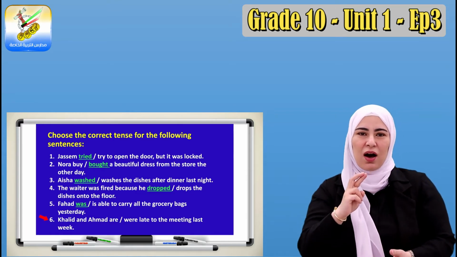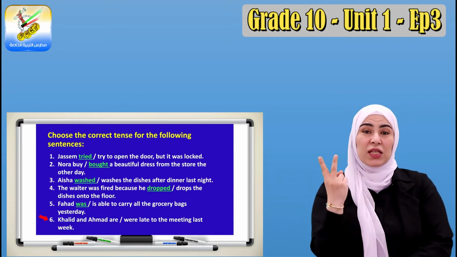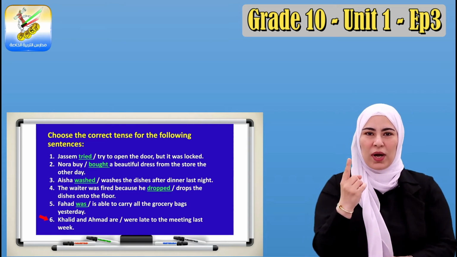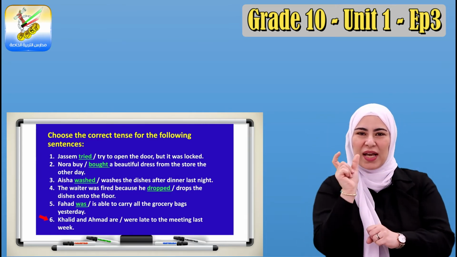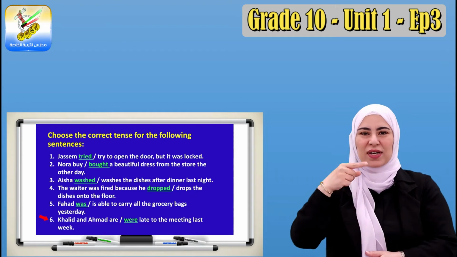6. Khalid and Ahmed are or were late to the meeting last week. So think about it. Khalid and Ahmed, they're two, not one. And last week is a keyword. Which one will you choose as a verb to be? Were. That's correct. Well done.